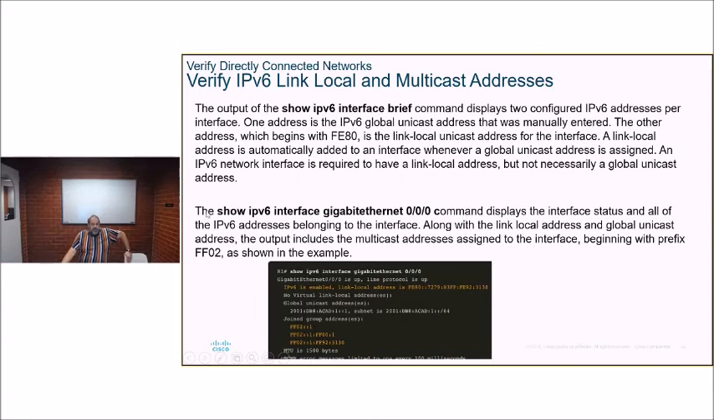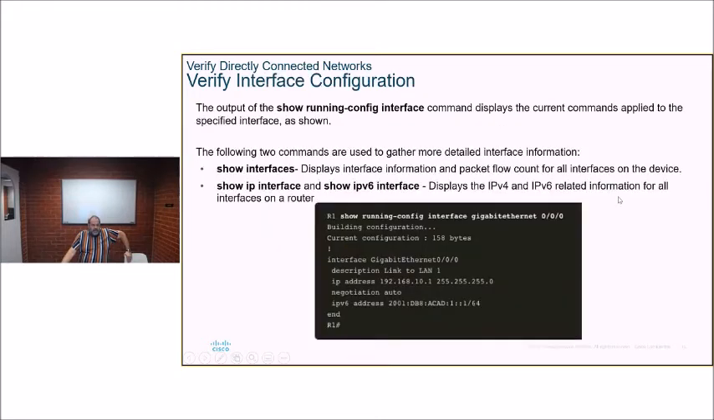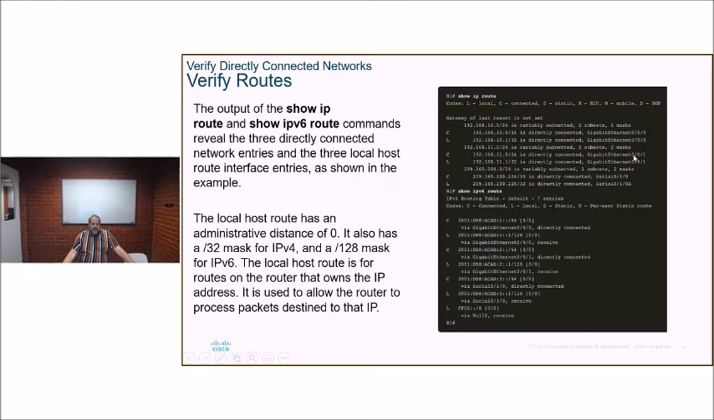Okay, so show ipv6 interface brief. We already had a look at that. And so you can also do show ip interface gigabit Ethernet 0/0/0, and that will display some statistics about it as well. And it even tells you what multicast groups it's listening to. Okay, so with the show running-config interface command, you can actually just look at a particular interface. So as you can see, it just gives you that interface's configuration. Don't think it works on Packet Tracer though.